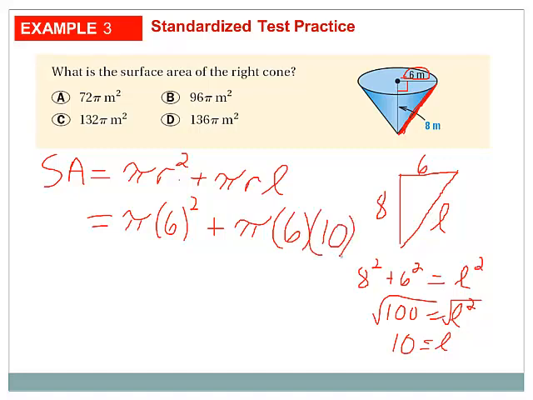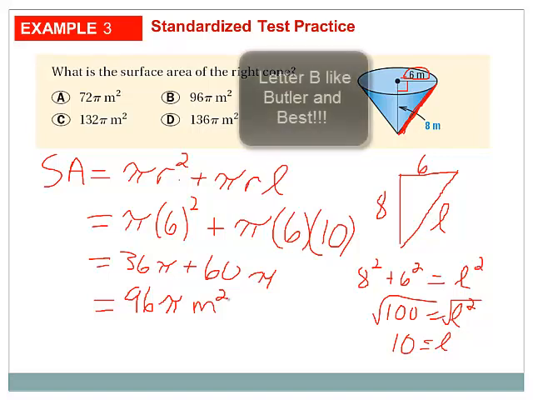We're going to keep our answer in terms of pi because that's what the multiple choices are given in. So I'm going to have 36 pi plus 60 pi. And when I add those together, I will have 96 pi. And don't forget the units on this. We're going to use meters squared because it's surface area. Look up here, so our final answer should be letter B.